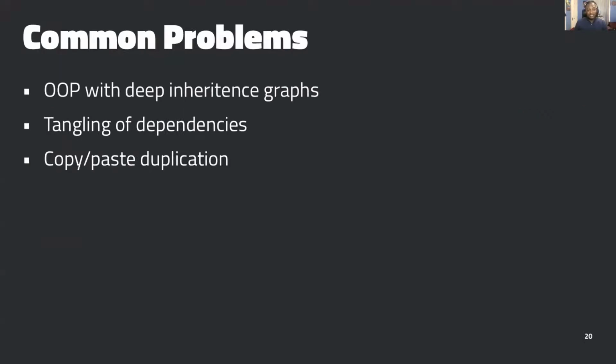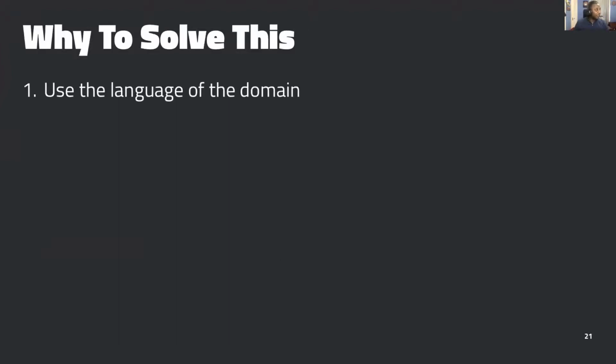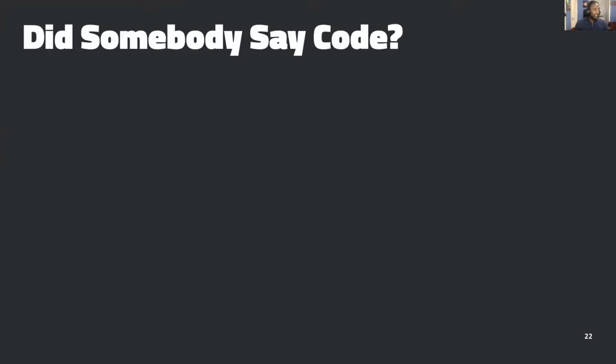The other thing I've seen is copy-paste duplication, where, because I don't want to deal with these inheritance structures, I just copy some code. We get testability problems galore, and, this is a big one, things written according to technical understanding rather than according to the business domain. So ways to solve this: use the language of the domain, use types and functional design techniques, lean into composition.